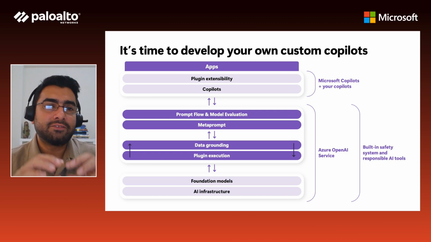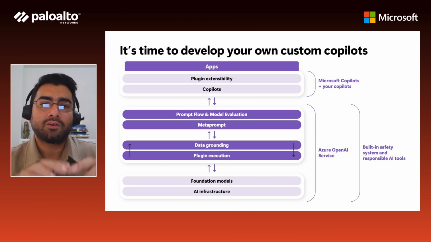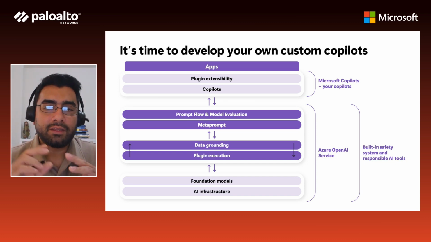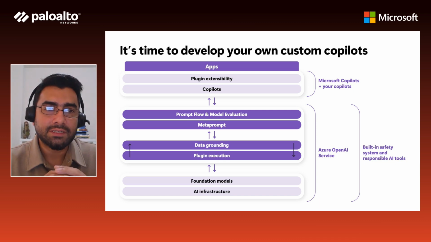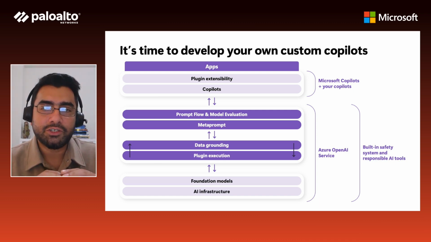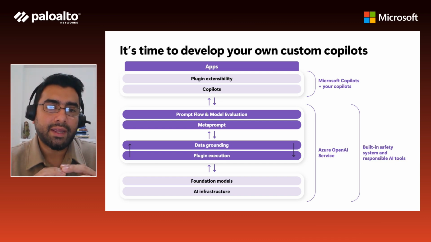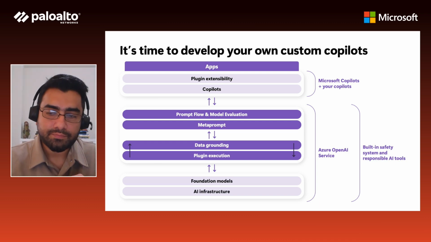So on the top, you can see the app part. In the app part, you have your app plugin extensibility, your Copilot integration, and you have your Copilot on top of it. And you can use this Copilot to integrate with your Azure OpenAI services. So your prompt flow, meta prompt, then your execution, all these built-in safety and responsible AI tools are together, and then we can add this on top of your apps.